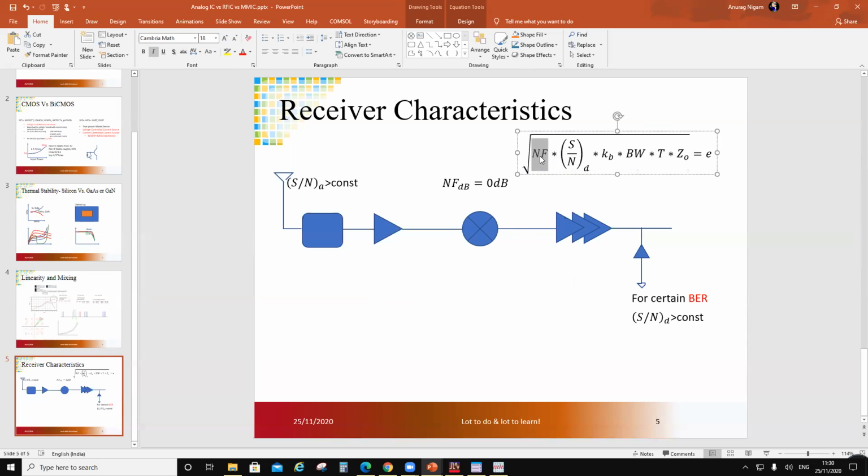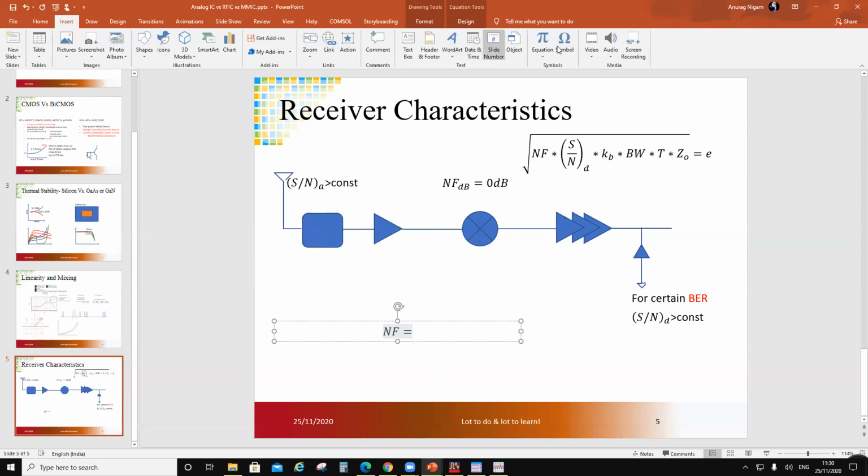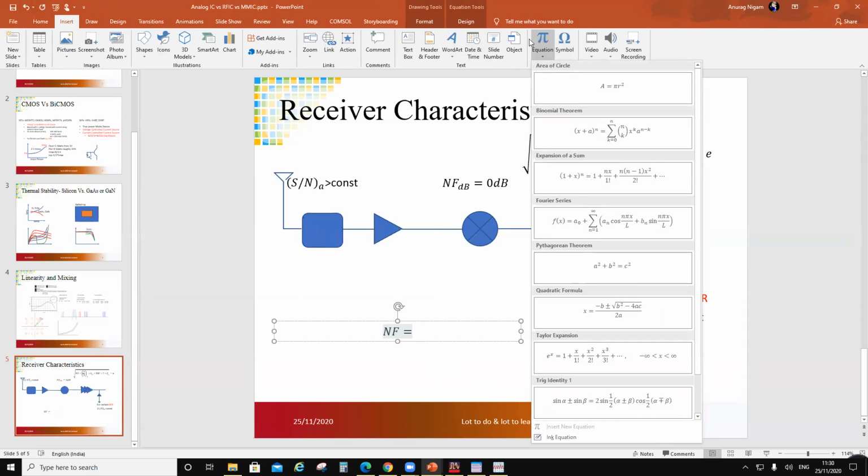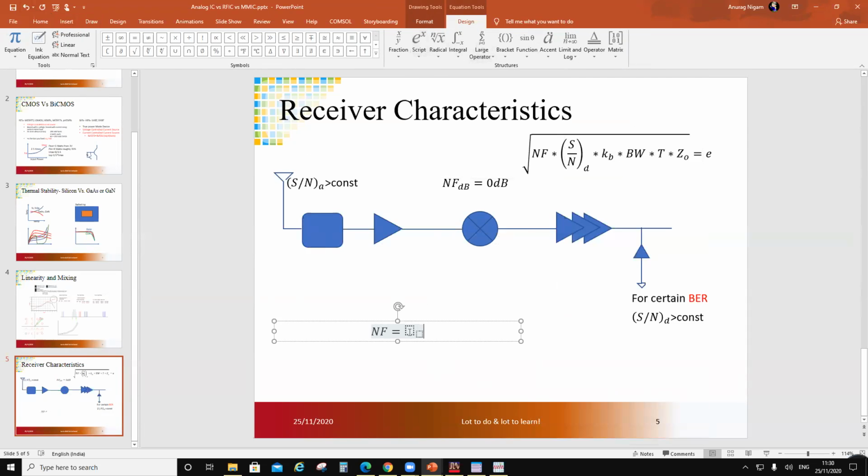So now let's see what this noise factor is going to be. I am going to look at this noise factor. Control C, Control V. So here what I'll do is this would be the loss of this filter, so this will be the BPF loss, L BPF. Right? Now, next, it is going to be the noise factor of this LNA, the noise factor of the LNA.